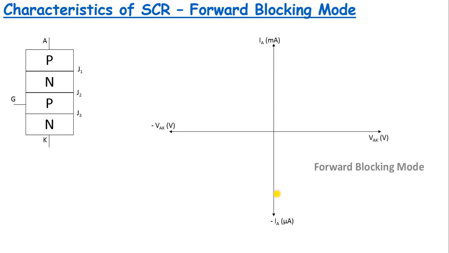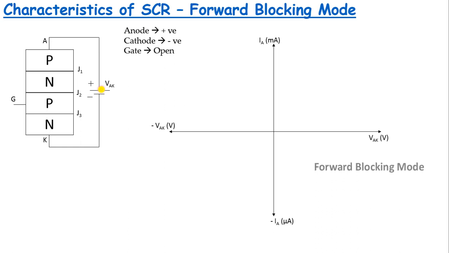First we can see the forward blocking mode. What do you mean by forward blocking mode? In this forward blocking mode, the anode terminal is connected to the positive terminal of the battery and the cathode is connected to the negative terminal of the battery, and nothing is connected to the gate, or you can say the gate is kept open in this forward blocking mode.